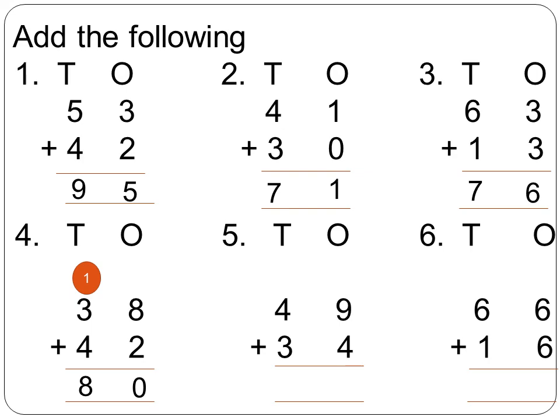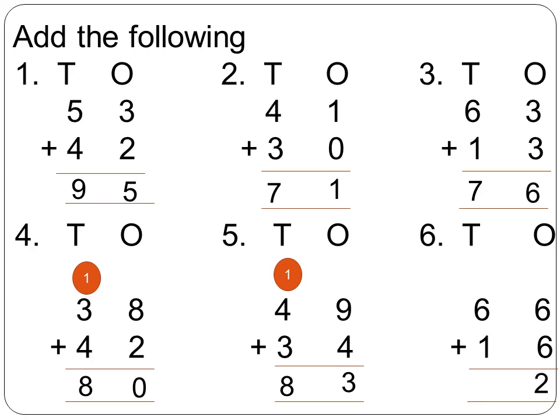Next sum, 49 plus 34. You have to start from the ones place. 9 plus 4, 9 in the mind, 4 on the fingers. After 9, 10, 11, 12, 13. Write 3 and carry 1 to the tens number. 4 plus 1, it is 5. 5 plus 3, it is 8. 83 is the answer. Last sum, 66 plus 16.